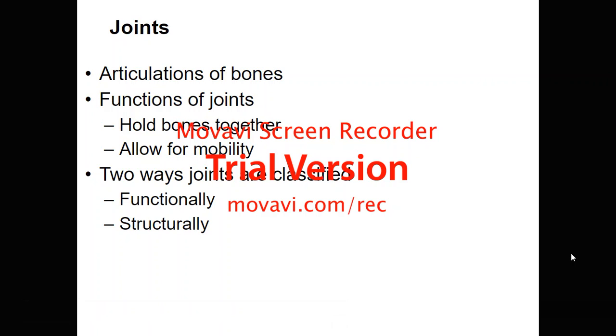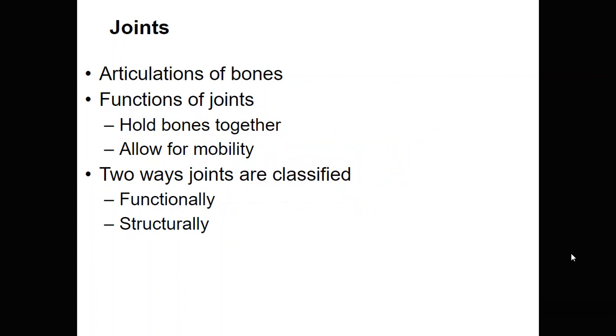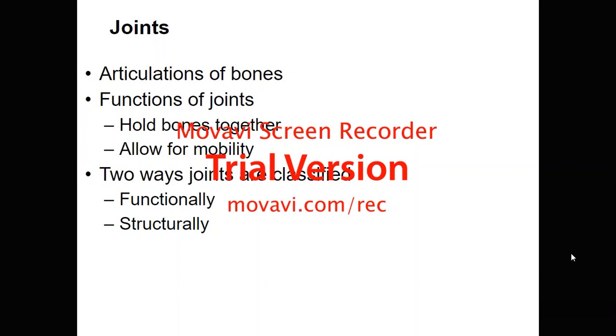Chapter 8 deals with joints. So joints are essentially the articulation of bones. All that means is that they are the sites where two or more bones meet. And essentially, the function of joints is to hold bones together and allow for mobility.